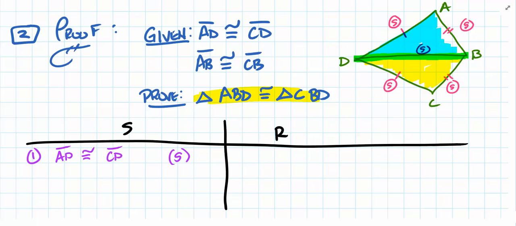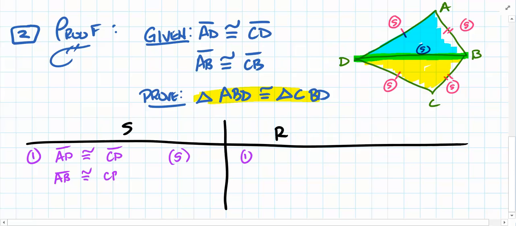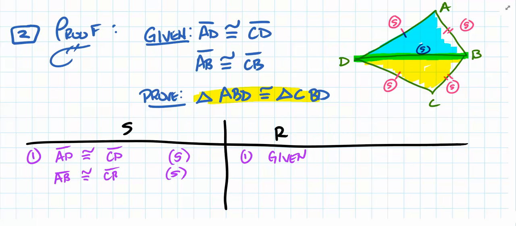And then what's the other side that we're saying? We're saying that AB is congruent to what? CB. That's also a side, and all of this stuff has been given to us. So both of those things have been given, and so far I've shown two sides. If my plan is side, side, side, what's the next thing I'm going to try and look for? The third side.